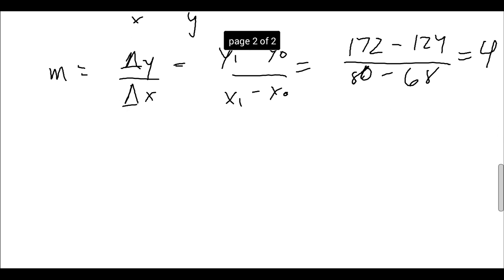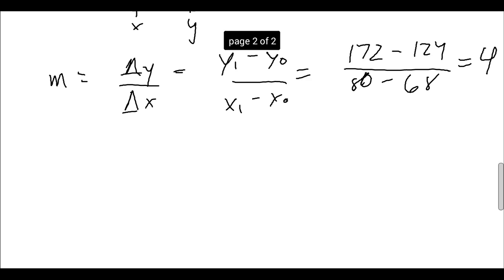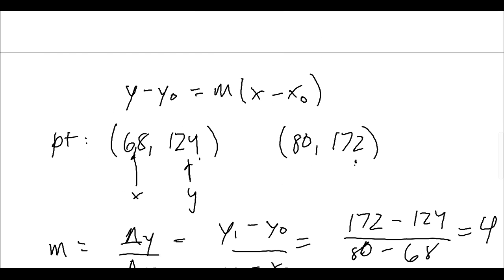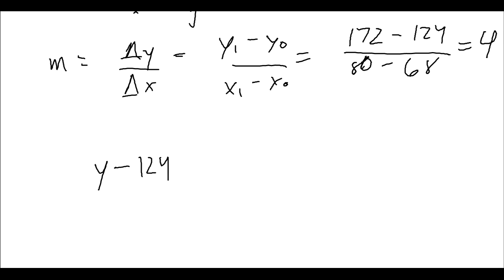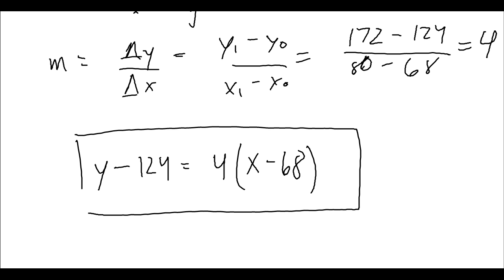So that's my slope, and now if I plug into the point slope form here, I know I need to put in a 4 for my m, and then I'm going to use the 68, 124 point. So y minus y naught, which is 124, equals m, which is 4, times x minus x naught, which is 68 here. So that's going to be my answer, and that's totally right, and there are many right answers. This is just one way to get an equation for this straight line.